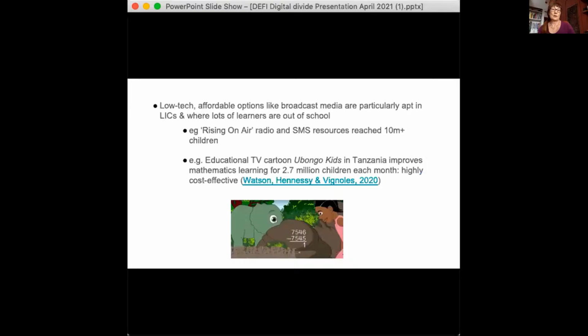Low tech options can be quite apt in low income countries, as you can imagine, especially where lots of learners are out of school. And a couple of examples have been the Rising on Air radio initiative during the pandemic, combined with text messaging, which reached 10 million children. Another study carried out with large data by one of my PhD students, Joe Watson, showed that the educational TV cartoon in Tanzania improves maths learning for lots and lots of children, and it's highly cost effective compared to other educational interventions altogether.